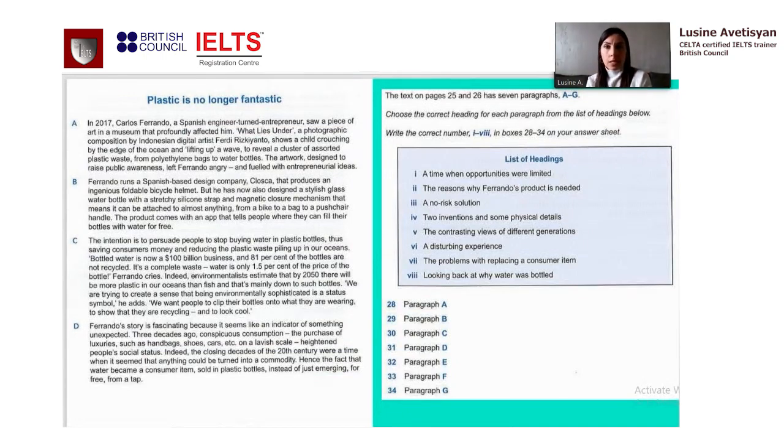The text is taken, if I'm not mistaken, from General IELTS preparation by Cambridge, either Cambridge IELTS 16 or 17 again. Plastic is no longer fantastic. So, understandably, I'm going to read about the environment, about plastic.